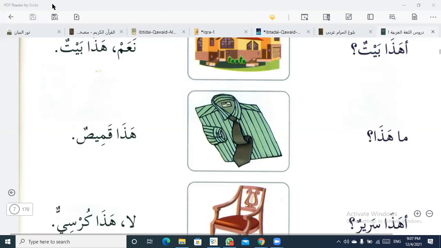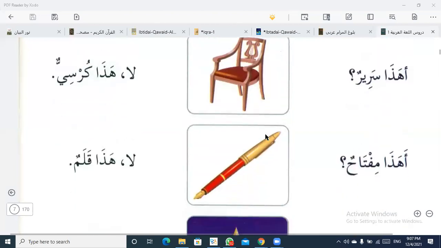Okay. Sister Ayman, read this. Ma hadha. Sister Shabana, read this. Ma hadha, what is this? Hadha qamisun? Naam, hadha qamisun. No, it's just hadha qamisun. This is a shirt. Okay? Okay, miss. Shirt. Okay. Next.